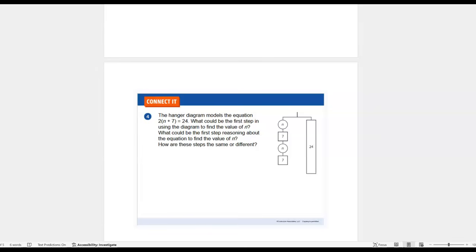And finally, the hangar diagram models the equation 2(n + 7) equals 24. What could be the first step in using the hangar? We could say, oh, I've got one group of n plus 7. I've got two groups of n plus 7. So essentially I'm saying, all right, what is an n plus 7 equal to? Well, the first thing I have to do is divide by 2, right? Because I have to undo that multiplication. So that cancels out. I have n plus 7. 24 divided by 2 is 12.